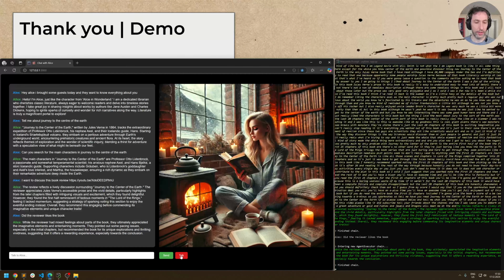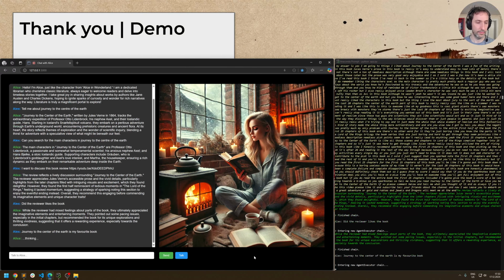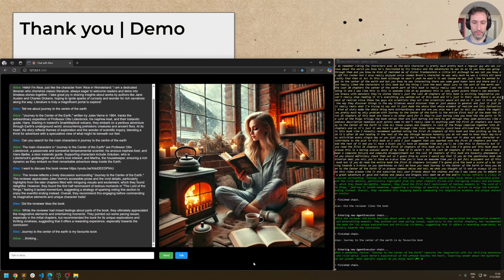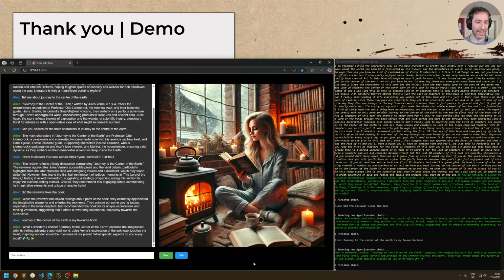Journey to the Center of the Earth is my favorite book. What a wonderful choice! Journey to the Center of the Earth captures the imagination with its thrilling adventure and vivid world. Love the smiley at the end. Okay, again, she didn't use any tool. She's just doing chit-chat.